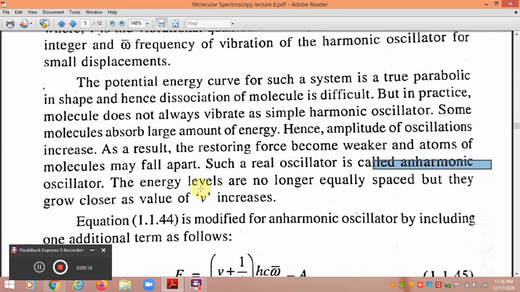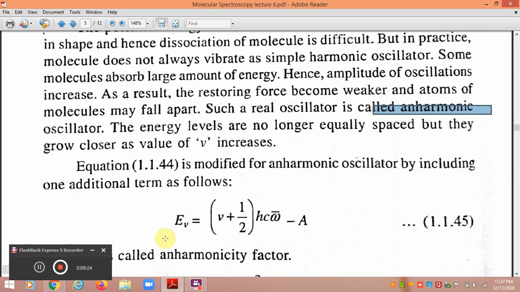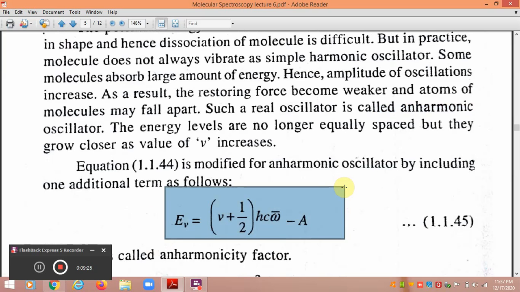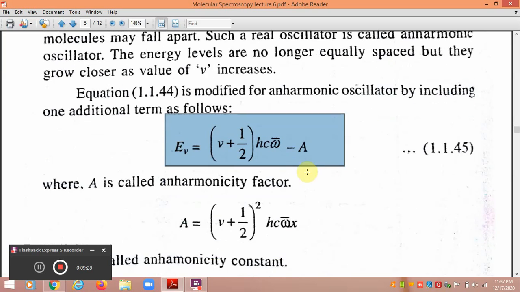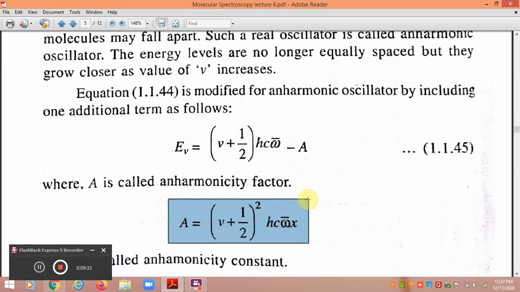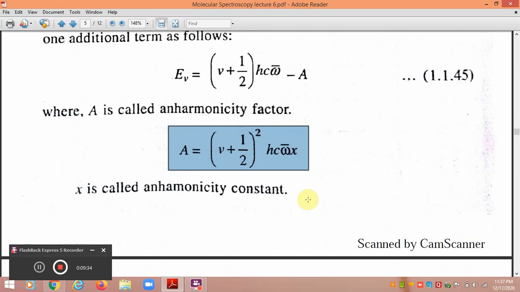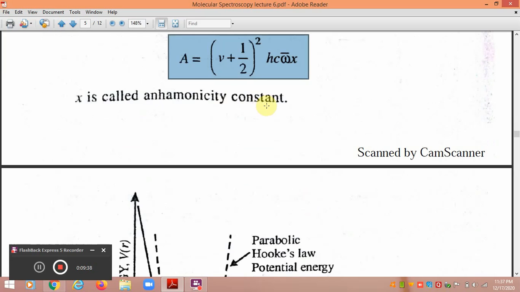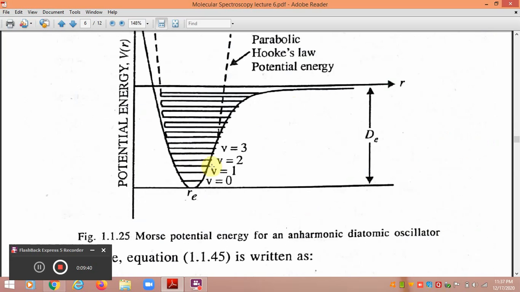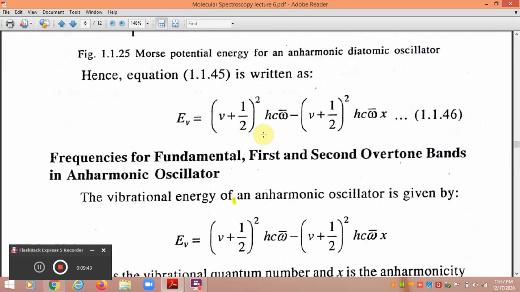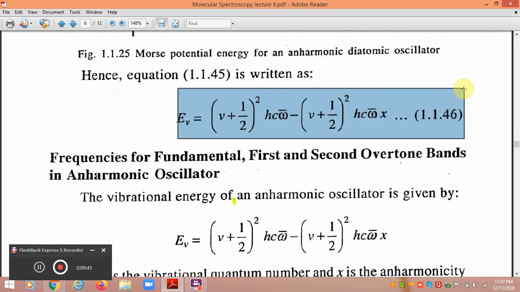The energy levels are no longer equally spaced, but grow closer as the value of V goes on increasing, and that's why the modified equation for the anharmonic oscillator is given by this, including the term A. This A is called the anharmonicity factor, and it is given by (V + 1/2) squared, here C omega bar into X, and this X is called the anharmonicity constant. So this is the anharmonic oscillator I have here, and this is the energy for the anharmonic oscillator.